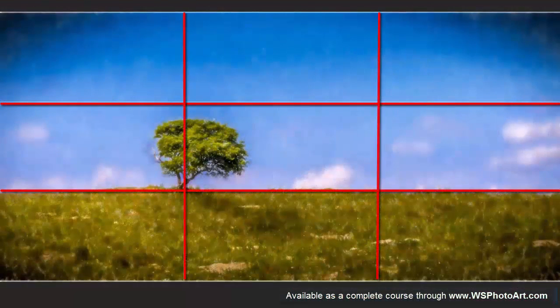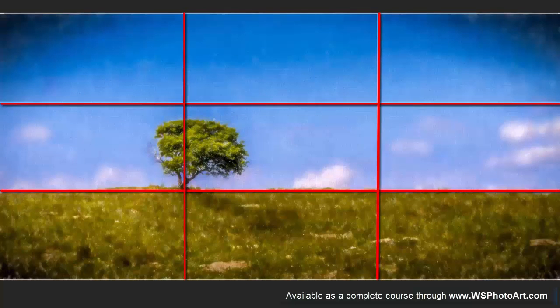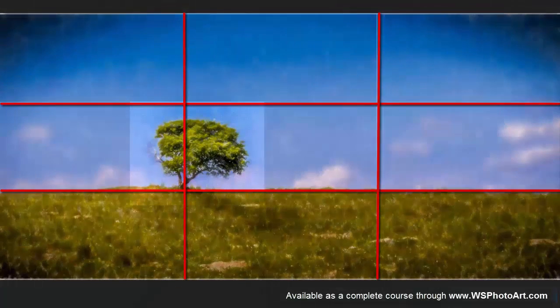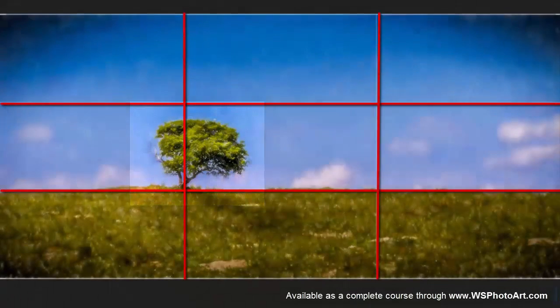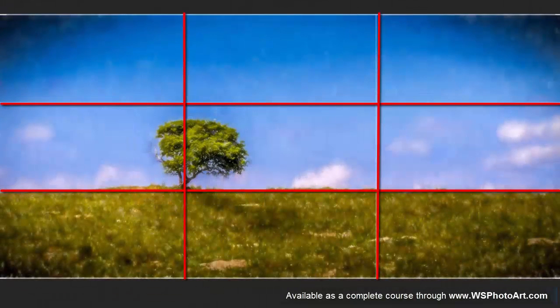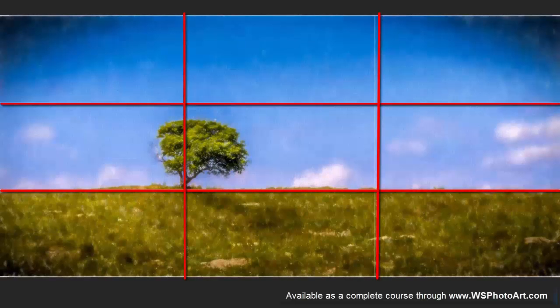If you imagine these lines being placed over your image before you actually snap the picture, the rule of thirds essentially says that the important elements, the elements in your picture that you want to stand out, should line up with or be close to one of the lines in the image, whether it's a vertical line or a horizontal line. These lines are to help you create visual appeal in your image.